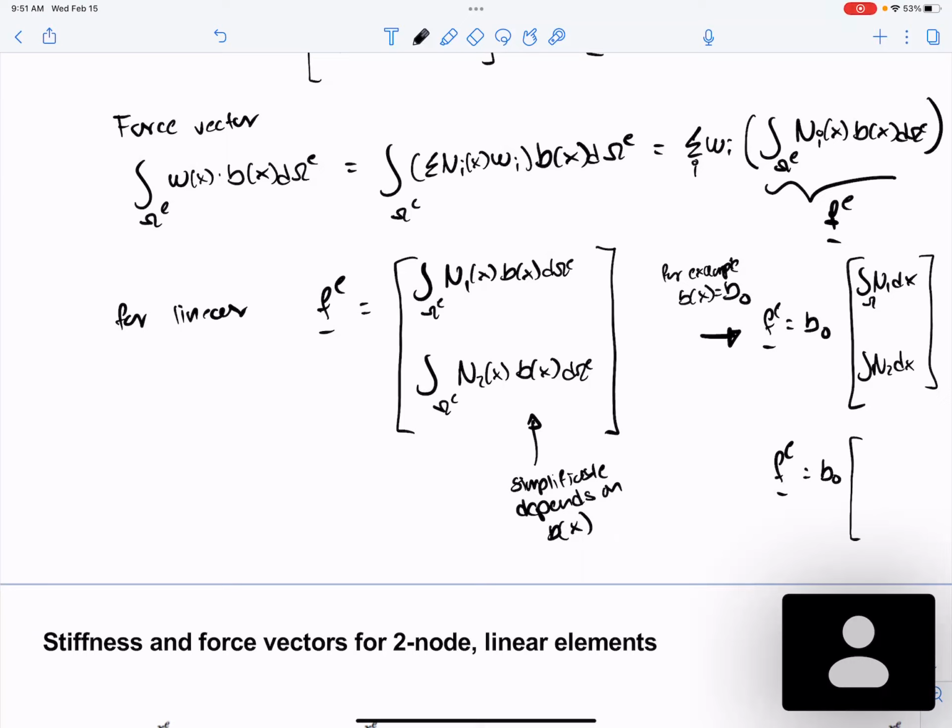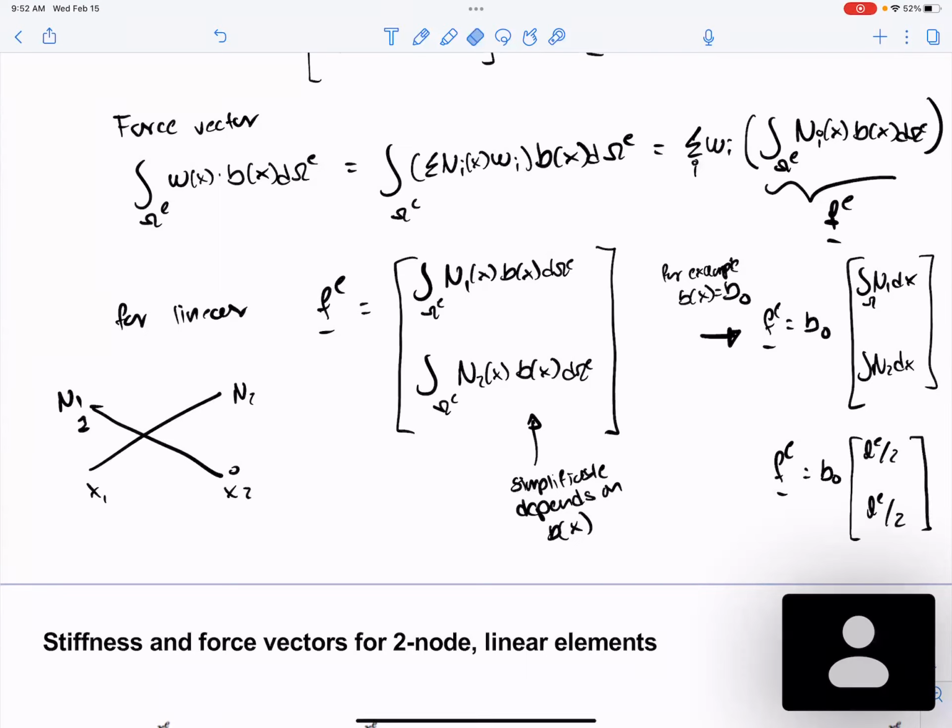So remember that n1 is this line that goes from 1 to 0. It's not the slope, because the slope is 1 over the length. But n1 looks like this from x1 to x2, and n2 looks like this. This is the second function. It looks like 0 to 1. This is 1. This is 0. So what is the area under n1? Yep. So this is length over 2, length over 2.